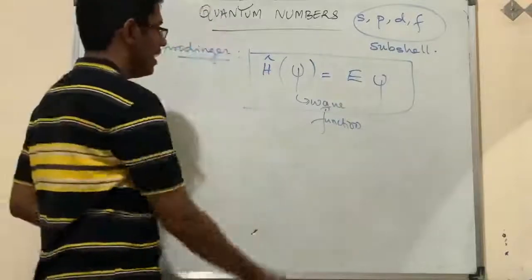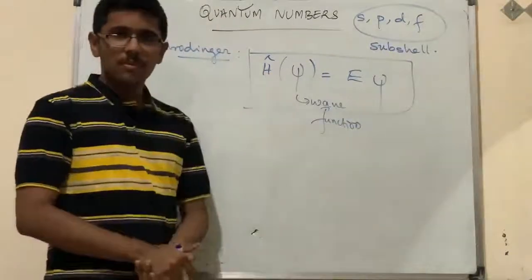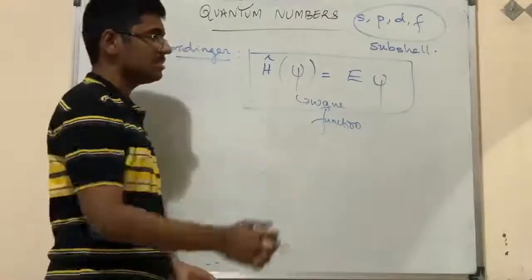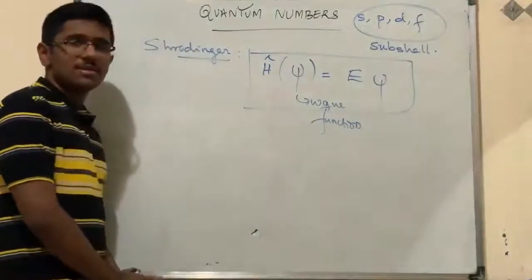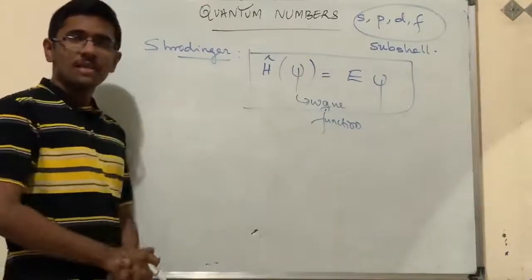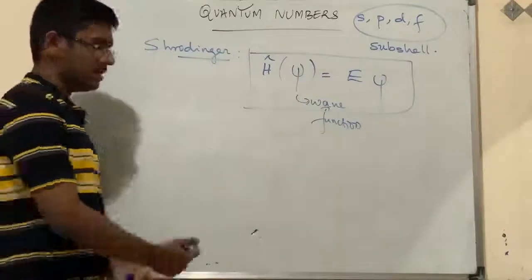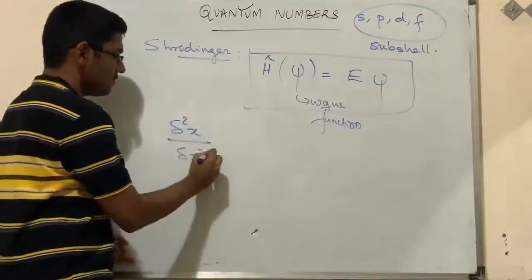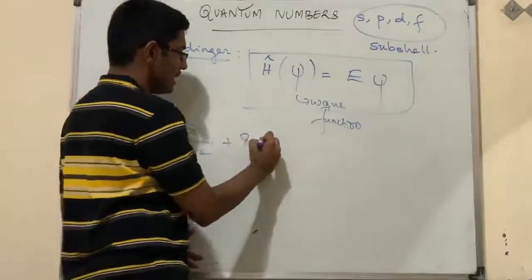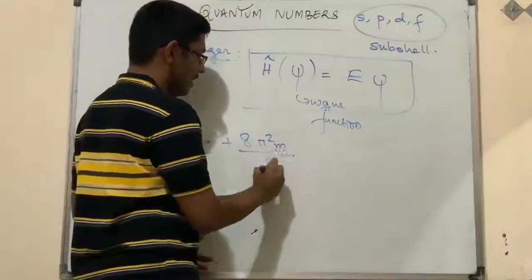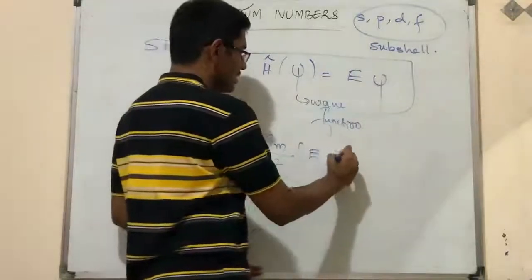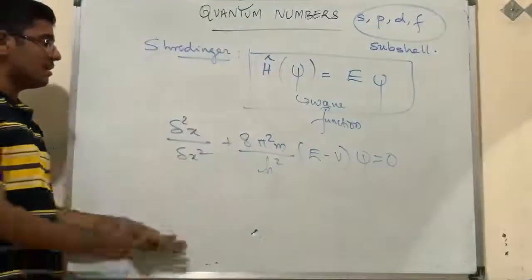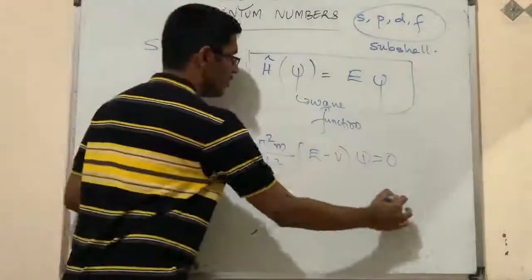If you are curious now about the Schrodinger equation in one dimension, then I will write it over here. It's not necessary to learn this expression by heart right now, but it's good if you understand it. Delta square psi divided by delta x square plus 8 pi square m divided by h square into (E minus V) psi equal to 0. On solving this expression, the first solution that we obtain is this.